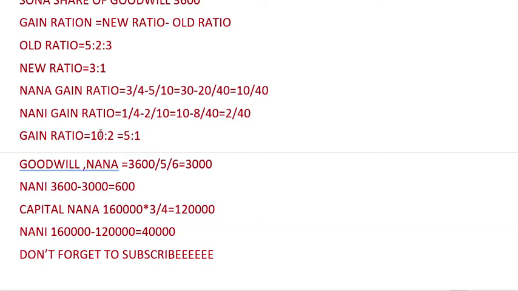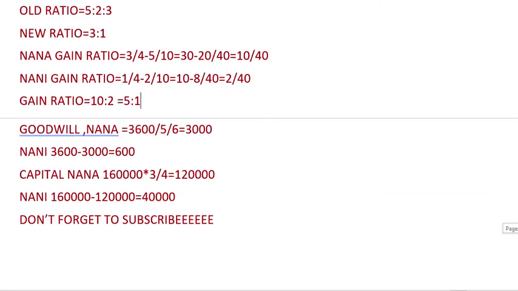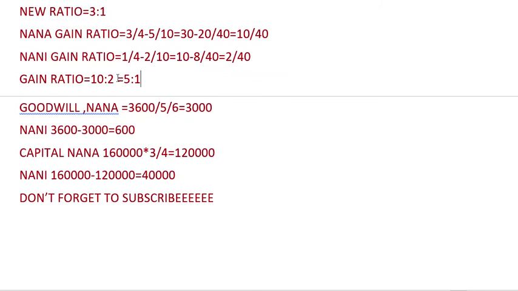So what is the gain ratio? 10:2, and we reduce it further. So we get gain ratio as 5:1. Now goodwill is to be distributed among the remaining partners at 5:1. So goodwill of Nana and Nani: 36,000 we found as Sona's goodwill. Nana's share is 5 divided by 6. From where did I get 6? 5 plus 1 gives 6. So 36,000 multiplied by 5 upon 6 gives 3,000.